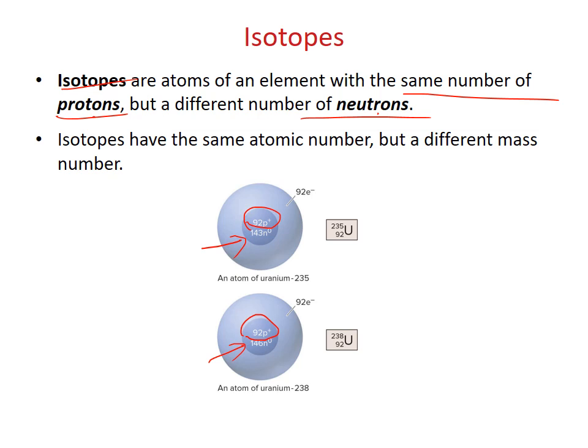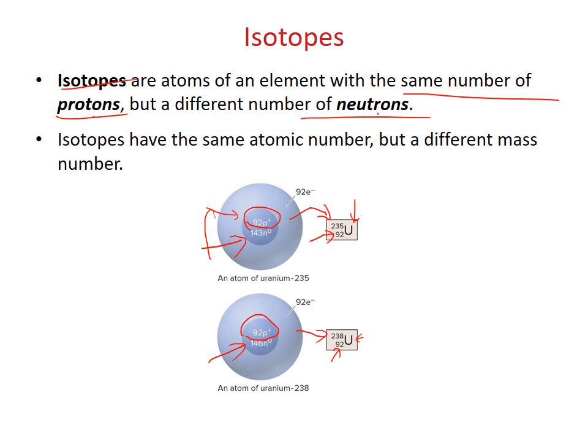So when we write the symbol, U represents uranium, the proton number is 92, but the mass number is 235 for the first case. When you add the proton and the neutron together, it's the mass number. In the second case, U is the same, 92 is the same, but the mass number is 238.